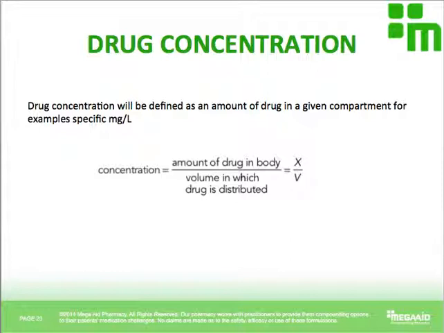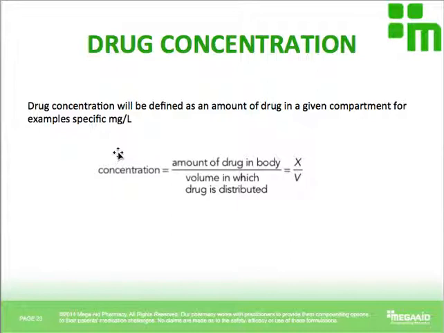This flux is what makes it very difficult to calculate the volume in which a drug is going to go, or where the drug is going to distribute. So how do we define drug concentration? Drug concentration is defined as the amount of drug in a given compartment, expressed as amount of drug per volume where the drug is distributed. For example, milligrams per liter or grams per milliliter.